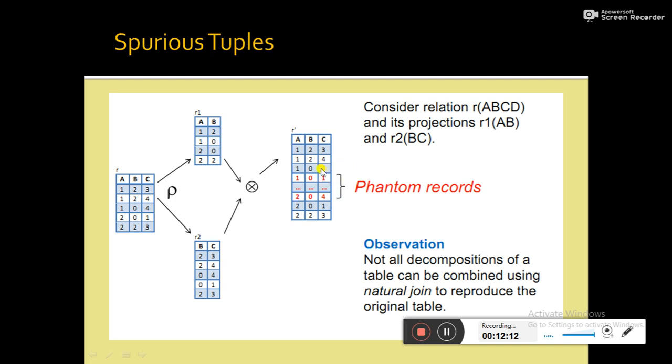Rather, it produced an extra set of data, and this extra set of data is not present in the original relation R. So this extra set of data is known as phantom records. It is also known as spurious tuple.